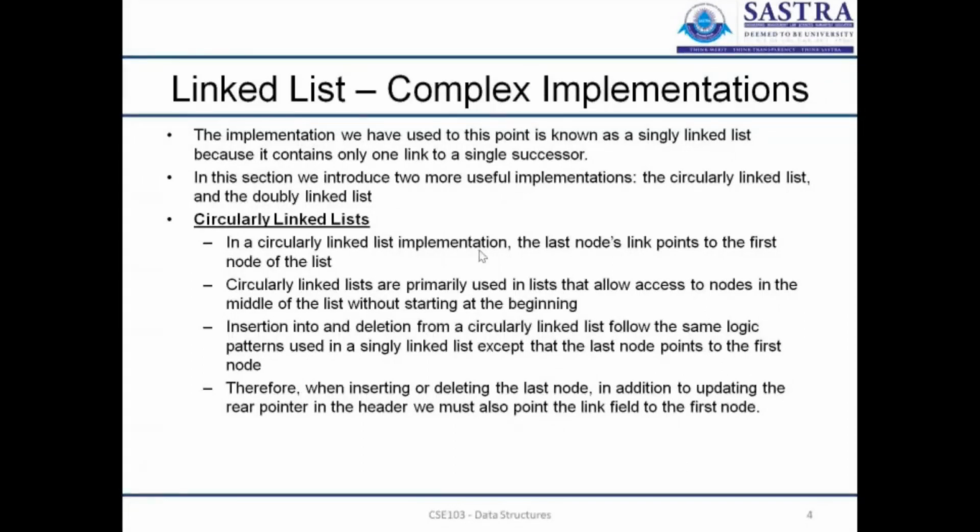What does a circularly linked list mean? The last node will be pointing to the first node. So the address of the first node will be stored in the last node's next. So it is a circle. From any node you can reach and search all other nodes.